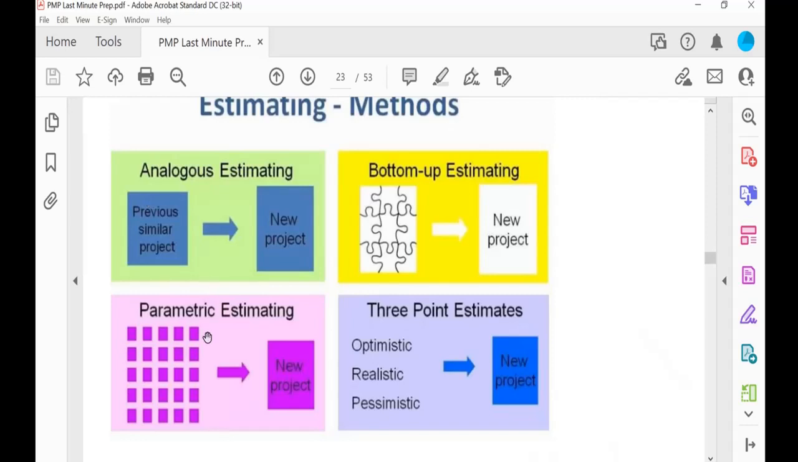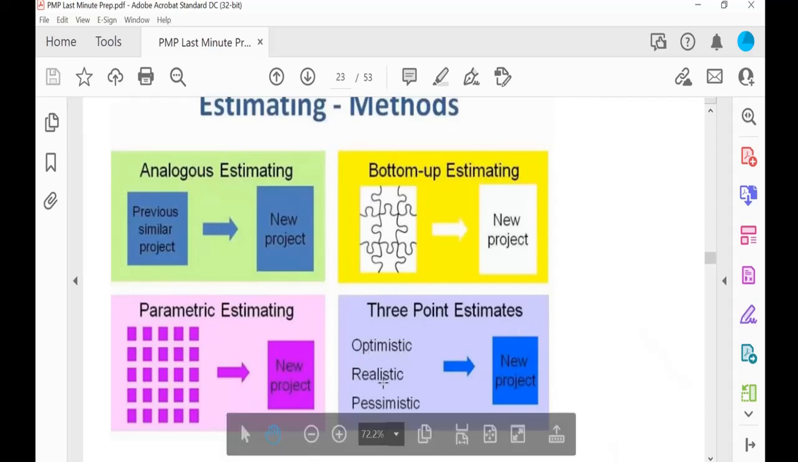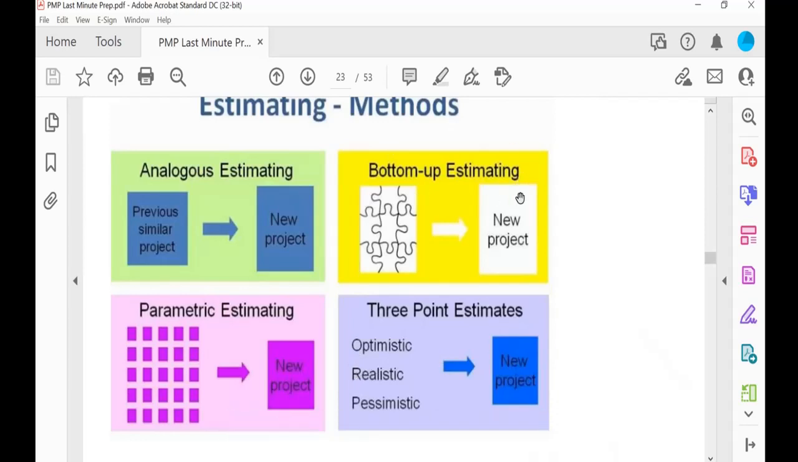Got it. And 3-point estimation is based on optimistic, pessimistic, and most likely. 3-point means three: optimistic, pessimistic, and most likely. Right. And the bottom one, bottom-up estimation, you will get some questions from there, or some questions from the mock test.